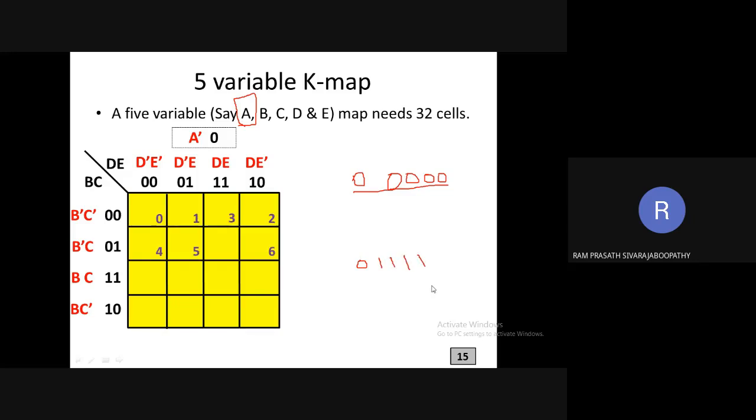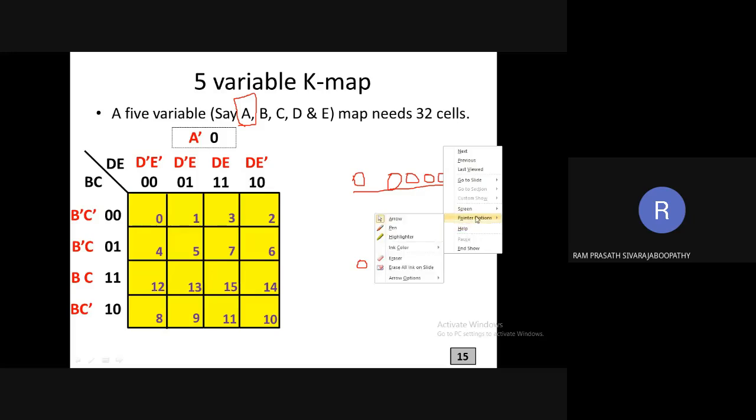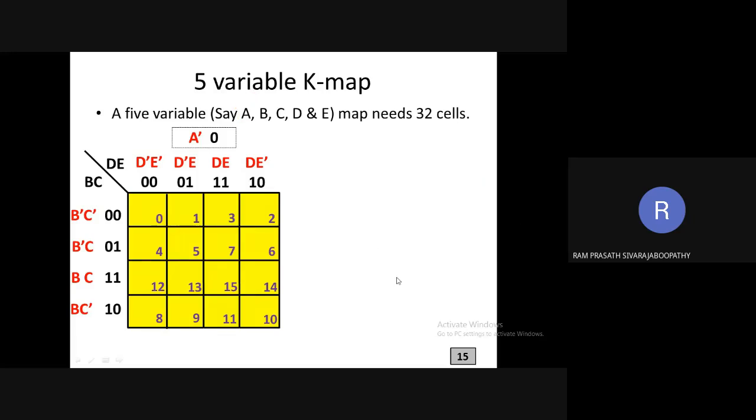So how do we do the numbering normally here? 1, 2, 3, 4, 5, 6, 7, 8, 9, 10, 11, 12, 13, 14. We have filled the numbers in Gray code order. Does anybody have any doubt up to this? Any doubt so far? Is it clear? No doubt. Okay, no doubt.